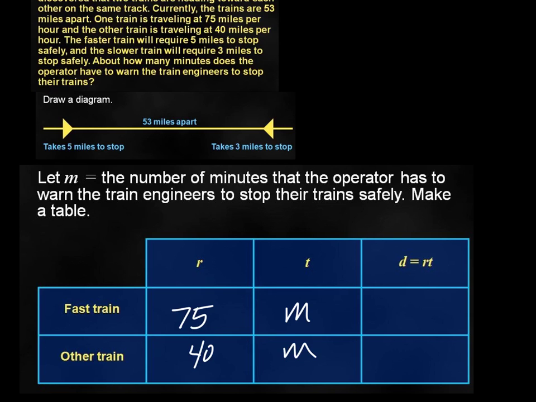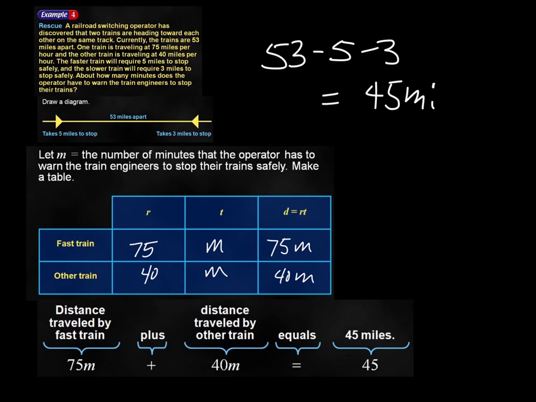And they let M equal the number of minutes the operator has to warn the train engineers to stop the train safely. Distance equals rate times time. Now the problem said that it was going to require 5 miles to stop the faster train and 3 miles for the slower train, so we really only have 45 miles to deal with because we want them stopped. That would be good. So the distance traveled by the faster train was 75 m, and the distance traveled by the slower train was 40 m, and together we only have 45 miles to get these two trains stopped.